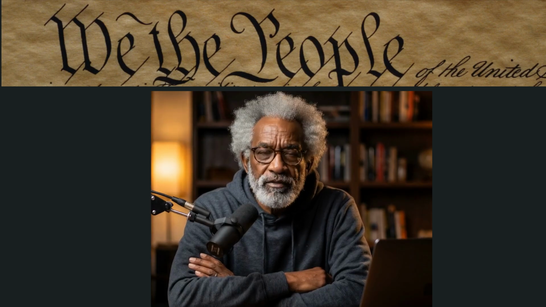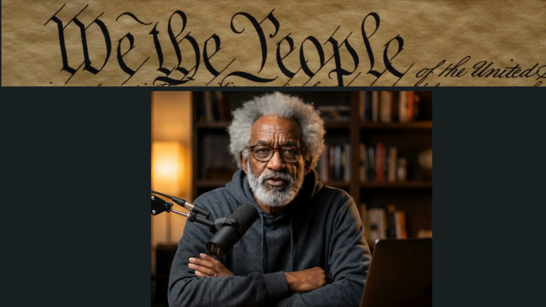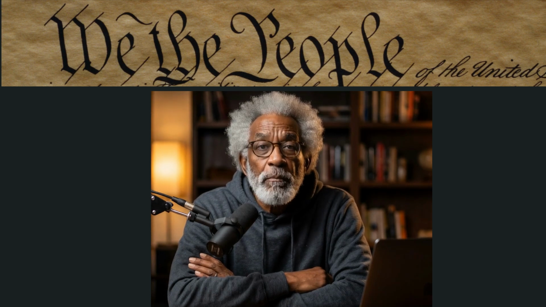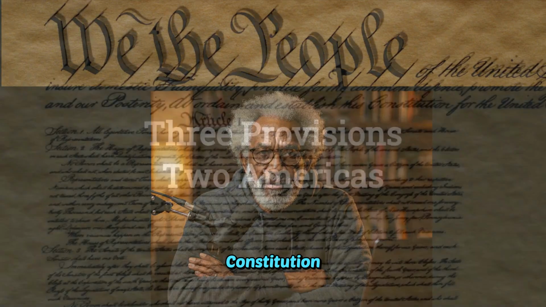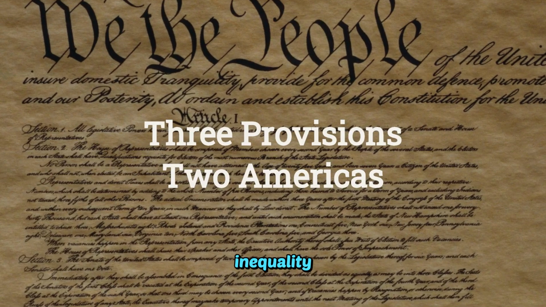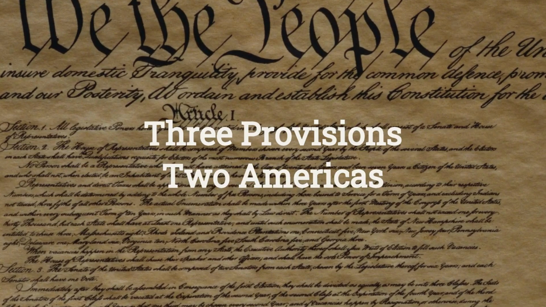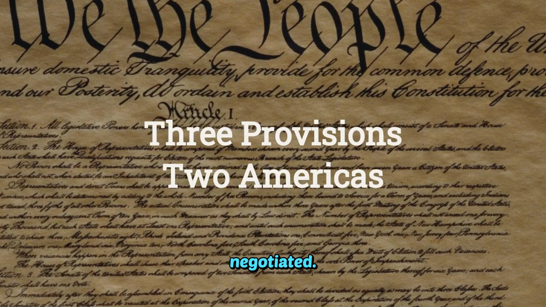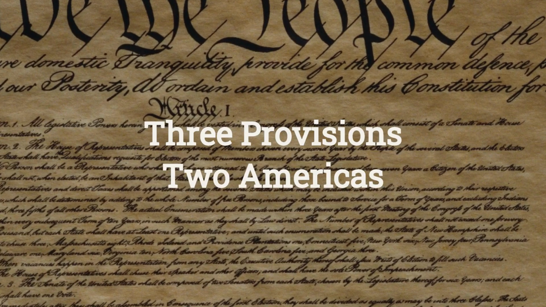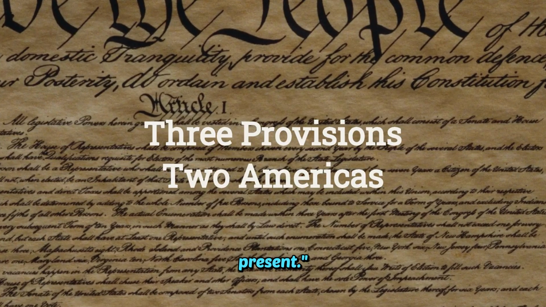With full awareness of what he was doing and why, James Madison, the Constitution's primary author, clearly describes 2 Americas. The Constitution contains 3 specific provisions that encoded inequality and racial hierarchy into the supreme law of the land. Each was carefully negotiated, each was deliberately designed, and each has left consequences that reach directly into the present.